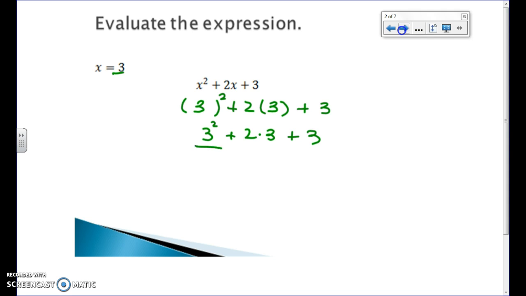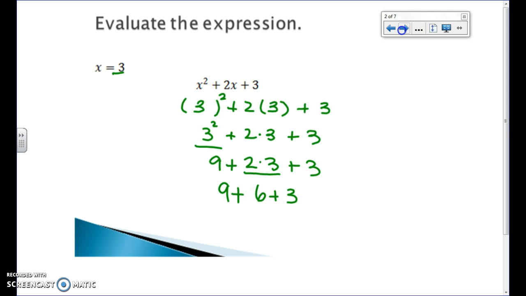Now, the parentheses are gone. I'm looking for exponents, so the next thing I'm going to change is 3 squared. Remember, 3 squared is not the same as 3 times 2. 3 squared is 3 times 3, or 9. I'm going to rewrite everything else exactly the same way. Now the exponents are gone, and I'm looking for any multiplication or division. The first one I see from left to right, in this case, will be 2 times 3. So I'm going to say 9 plus 6 plus 3. Everything else stays exactly the same.